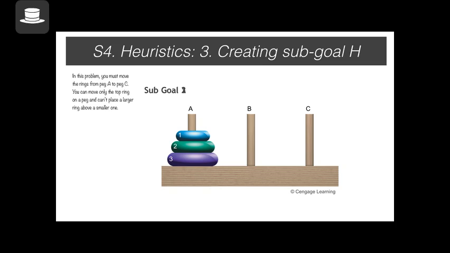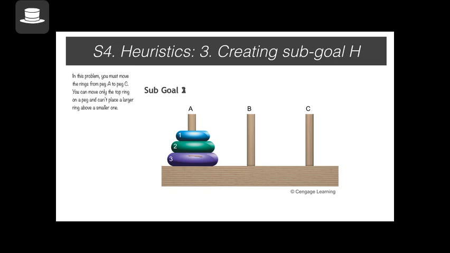The first sub-goal is to move this ring here. The second one would be to move this one, and the third one would be to move this one. So for sub-goal 1, you would move the third ring eventually and do everything you need to do to move it to this particular peg. So what do you do for that?